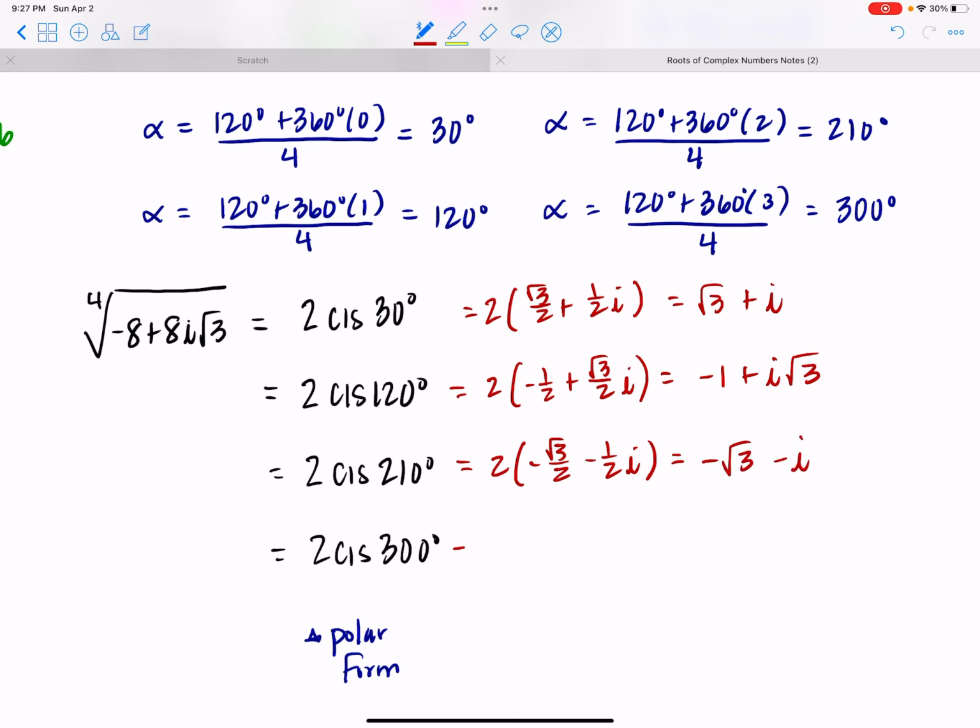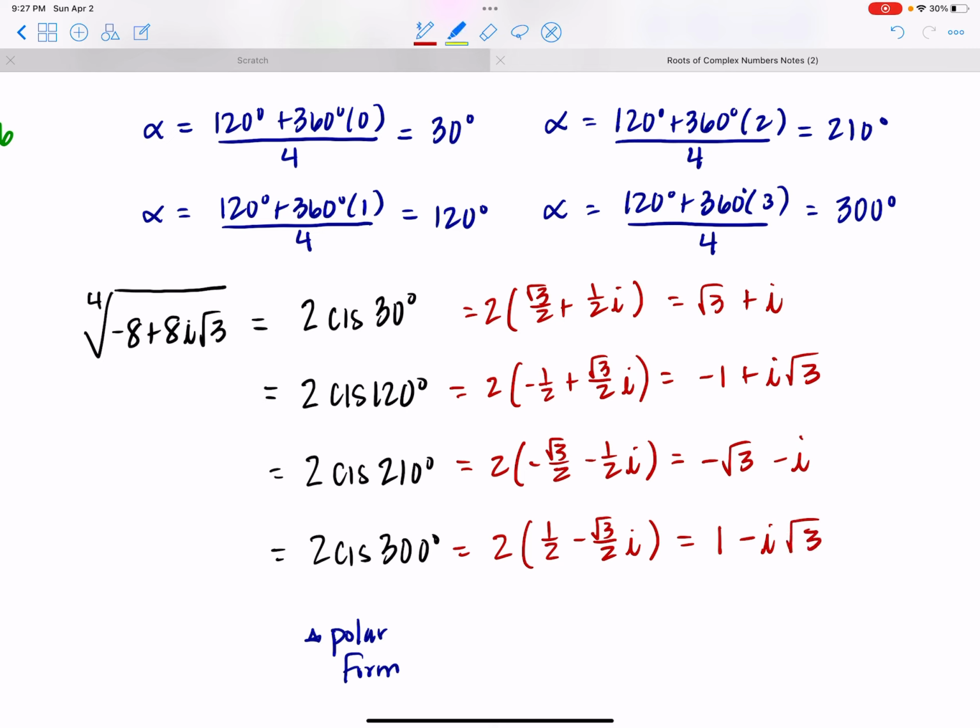And then lastly, 2 times the cosine at 300. Cosine at 300 is going to be a half, and sine at 300 is going to be a negative radical 3 over 2, and again, that one's imaginary. Then multiplying in the 2, you have 1, and then minus i radical 3.